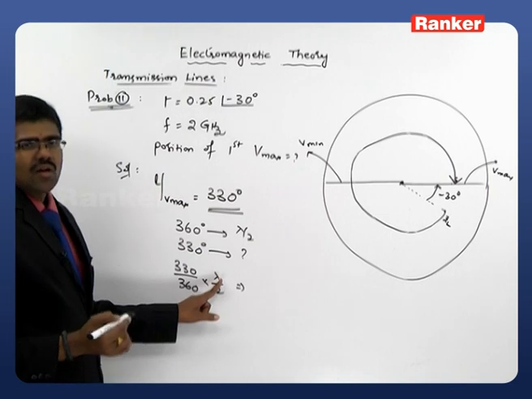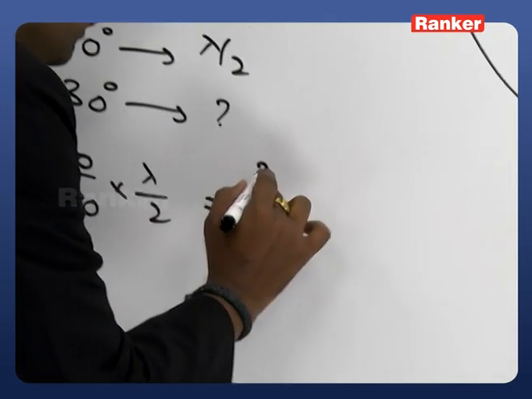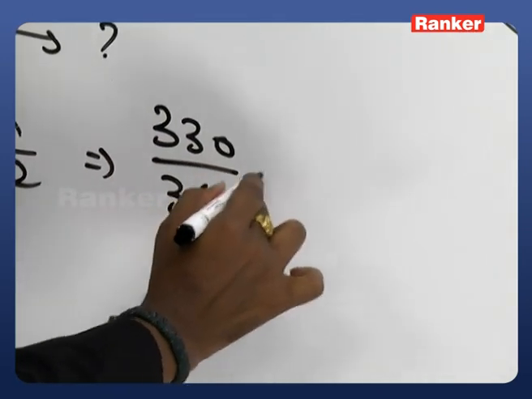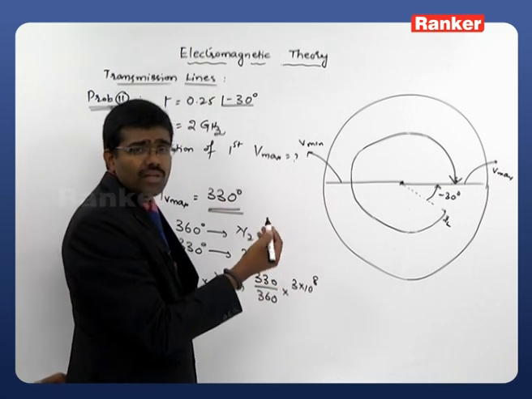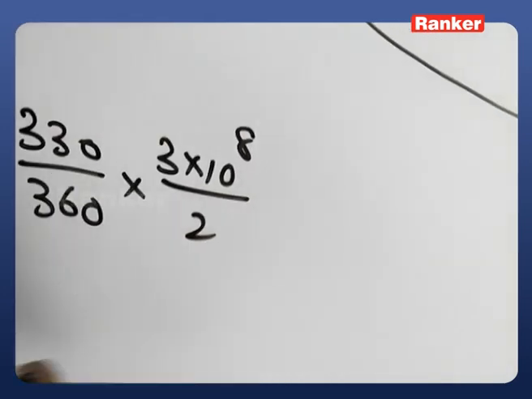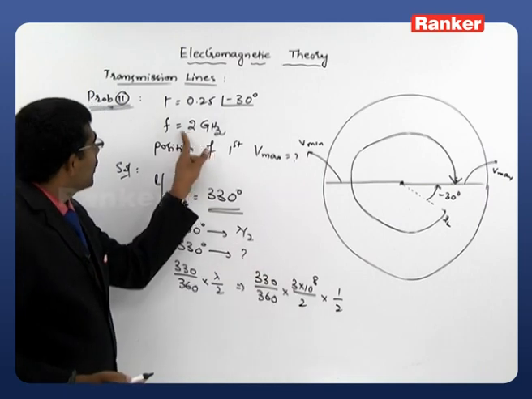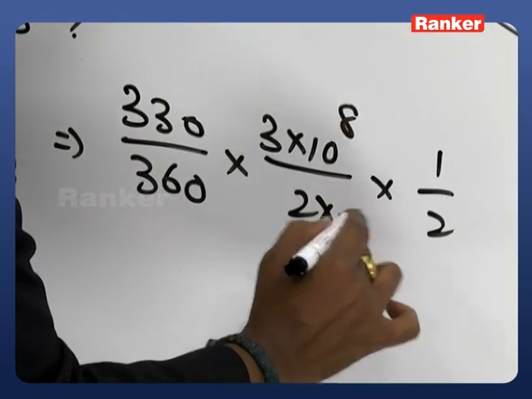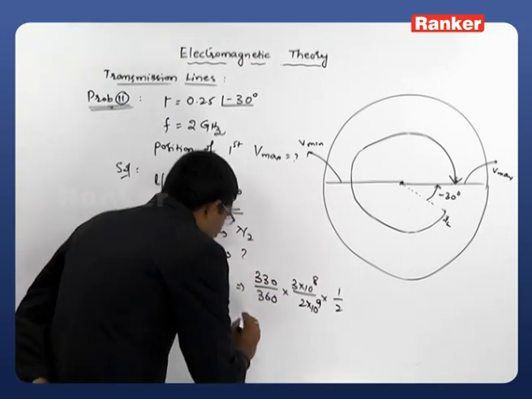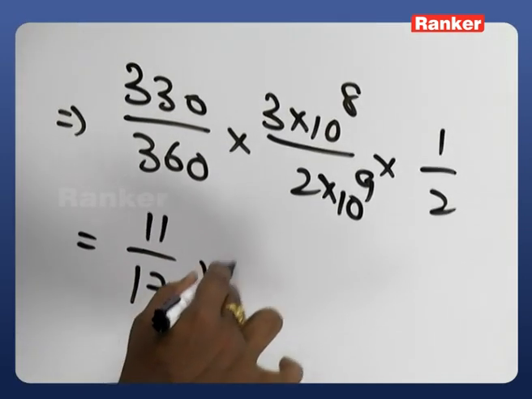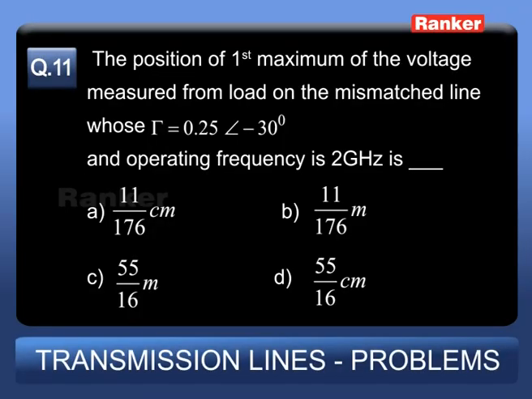Now what is lambda here? Lambda is nothing but simply C by F. F is given to us, right? So instead of lambda, I will substitute C by F. 330 divided by 360 into C, which is 3 into 10 power 8. I am directly considering that in meters. Later, if required, we will consider it in centimeters also. Divided by 2 into 1 by 2 gigahertz. Since it is gigahertz, you need to write this as 10 power 9. So this is the simple answer, which gives you 11 by 176 meter. Take a calculator and simplify this, then that will be the answer. This is available in option B.